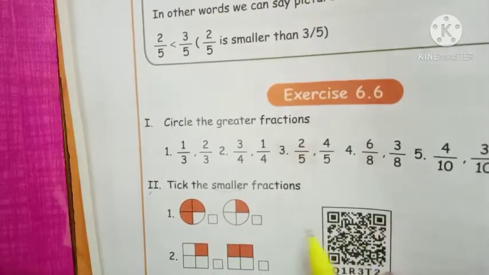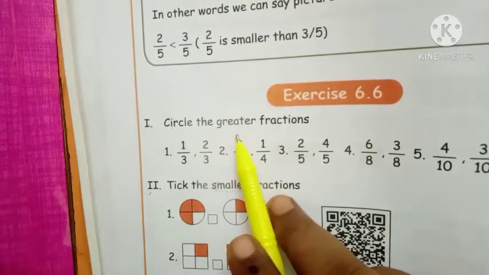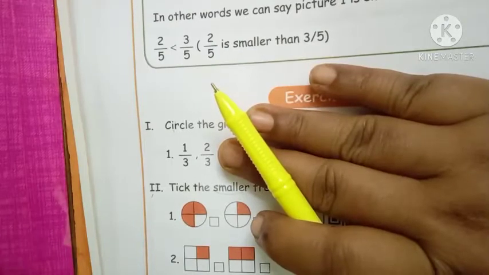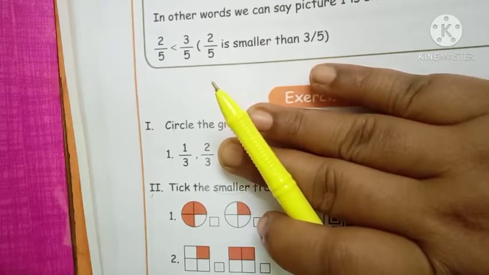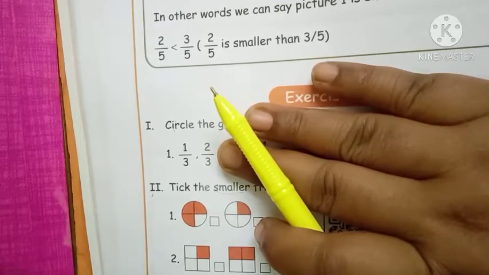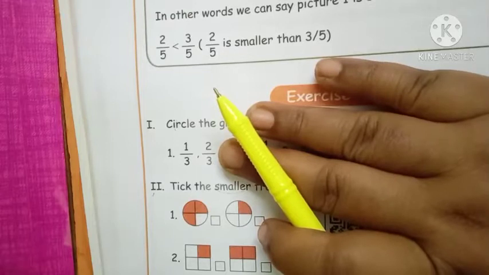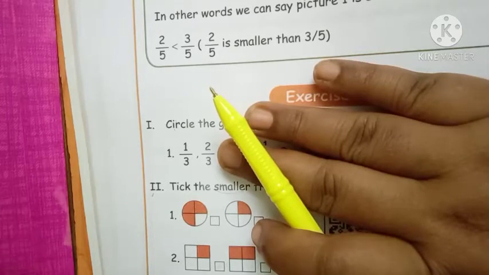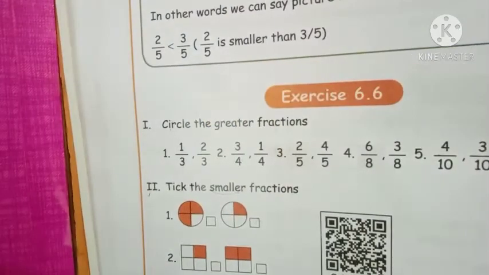Exercise number 6.6. Circle the greater fraction. Here the first sum is 1 divided by 3, 2 divided by 3. The denominator 3 is the same number, so first compare the numerators 1 and 2. Which one is the bigger number? 2 is the bigger number. So write the answer 2 divided by 3. Ready children?